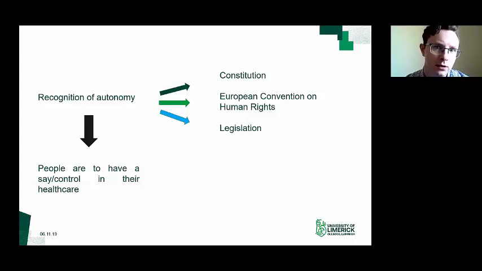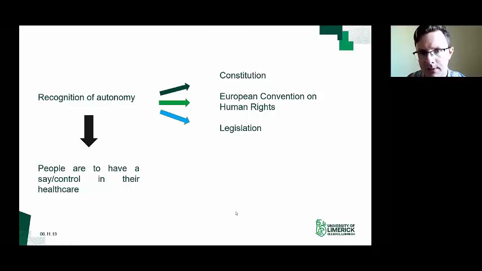And when we really look at those issues around information, support, and patient involvement, these are all really essential elements of an individual exercising their autonomy. So if we look at the slide that's up at the moment, when we speak about autonomy, autonomy is really about people having a say or control over their health care. We see autonomy recognised within the Constitution, recognised under Article 8 of the European Convention on Human Rights, and also recognised and protected in legislation.